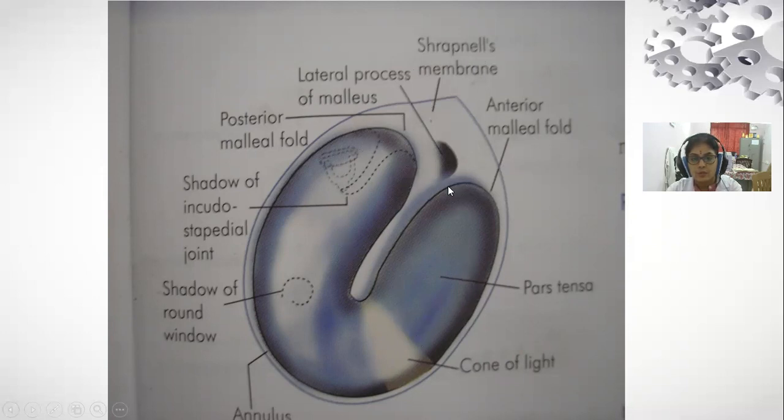You can see these are the two malleolar folds which divide your tympanic membrane into two parts, pars flaccida and pars tensa. You have a cone of light in the anteroinferior quadrant, and then this is the peripheral condensed portion of the tympanic membrane, which is called the annulus, which sits in the bony sulcus. The tympanic membrane is obliquely set like this. You have an incudostapedial joint, which can sometimes be visible if the tympanic membrane is very thin. Then that's the prominent lateral process of malleus. This is the handle of malleus.